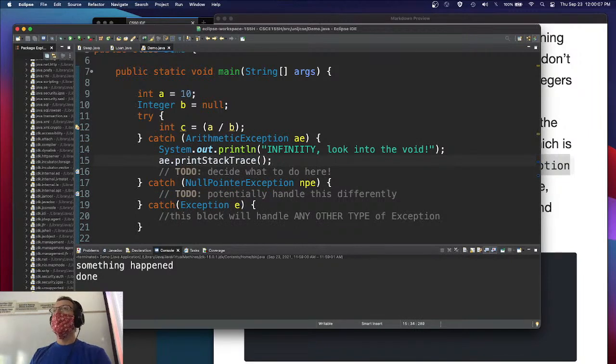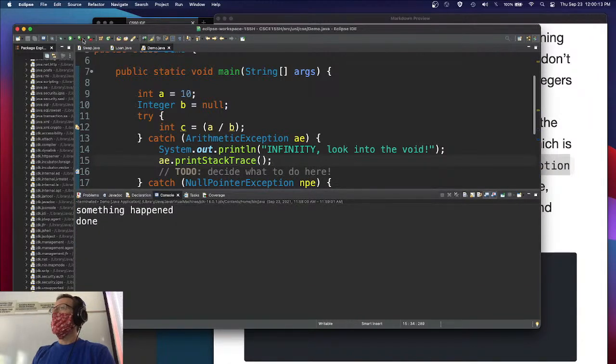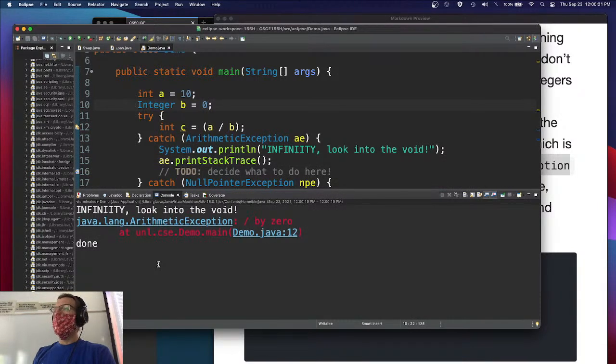trace. Oh, this is a good opportunity here. What is a stack trace? Let me go ahead and expand this over, and let's look at the entire thing here. Oops, I need to divide by 0. There we go. And when I run this, infinity, look in the void. Division by 0, right? And where did it happen? It happened in demo.java, line 12. And in this IDE, it's actually clickable and it takes you to that line, right?